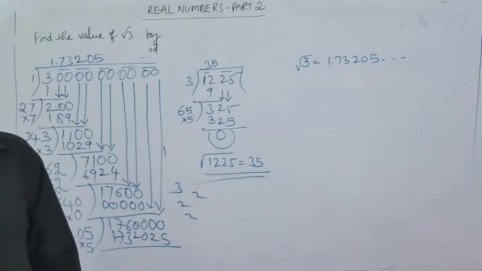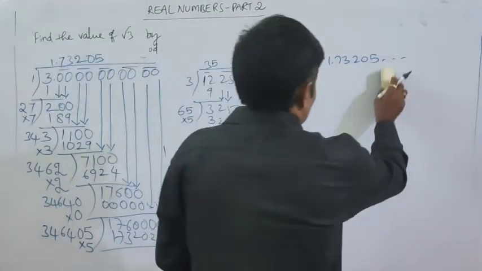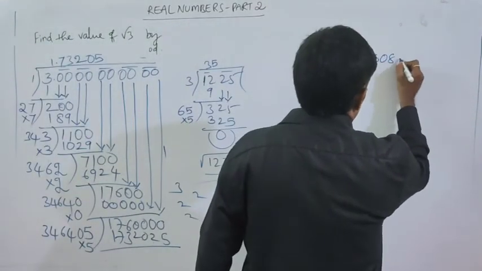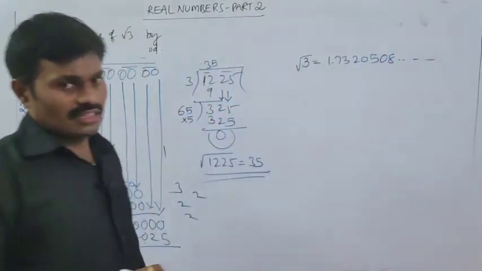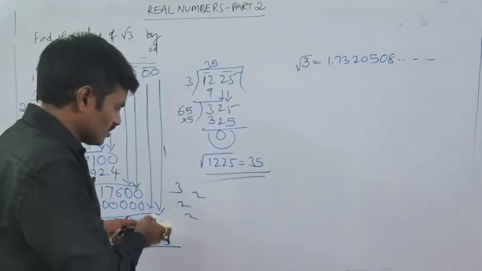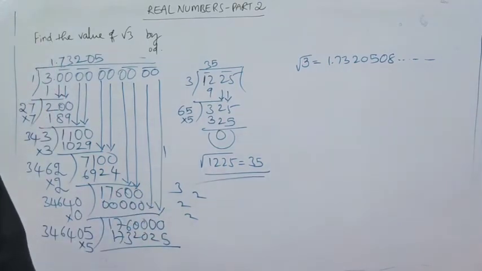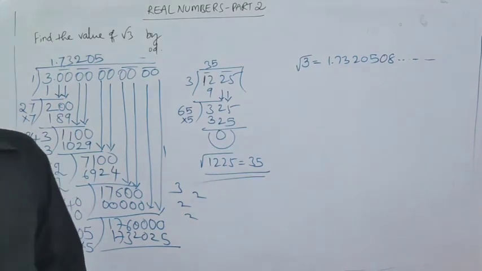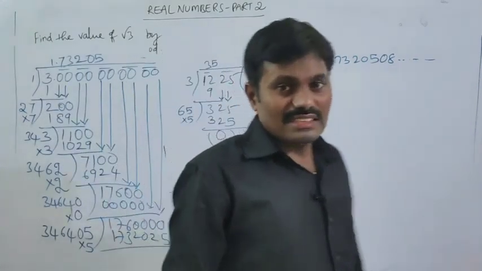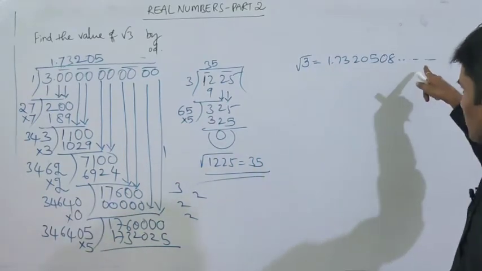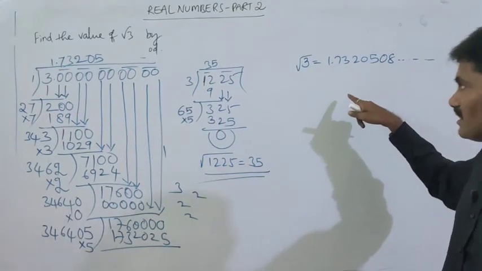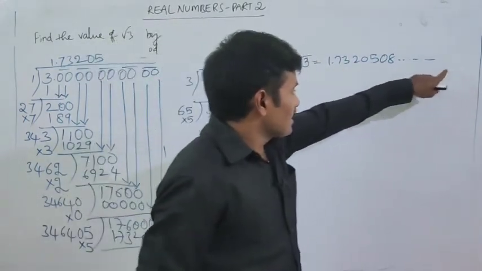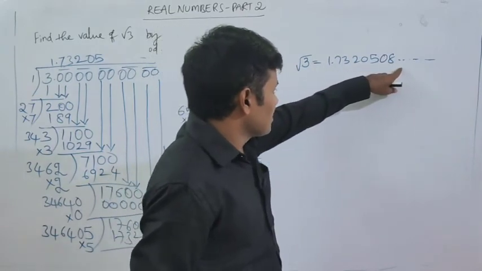Okay, so is it ending? Is there any end in that? No. The root 3 value we get is 1.7320508 and so on, like this. If you have time, you continue this division up to some decimal places, then you will understand easily. So by this, what do you understand? The value of root 3 can be converted into a decimal number, and in this case, what is happening? No ending, and also the same digit is not repeating.